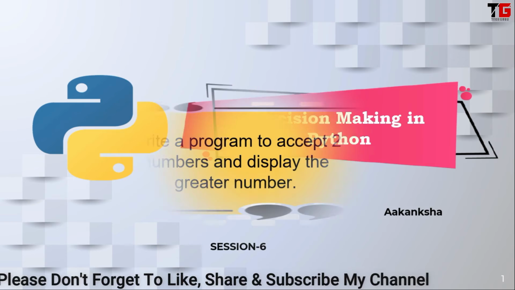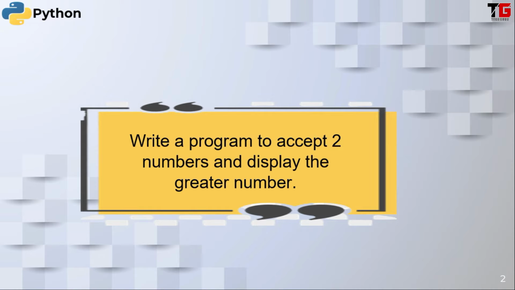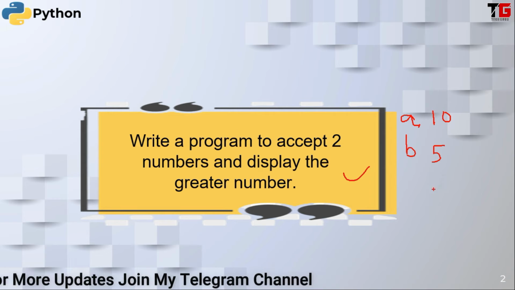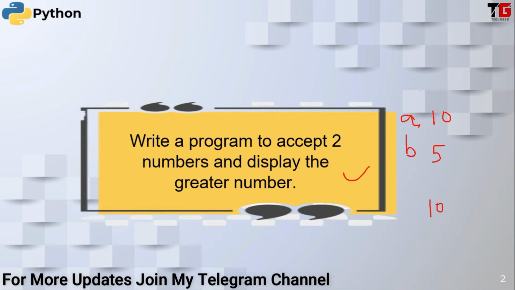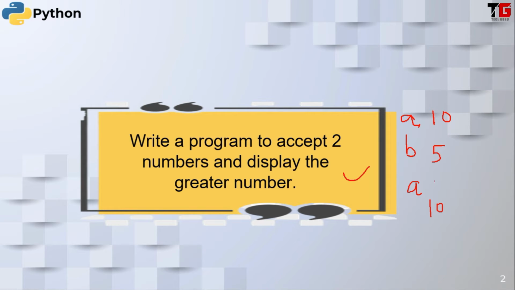Let's see. Consider you have to write a program to accept two numbers from user and then display the greater. In my last video, I told you how to accept values in the variables. Consider user has entered 10 in A and 5 in B. For this particular program, in this situation, the output should be 10. It means A is greater. But if user entered 10 in A and 15 in B, then output should be 15. It means B is greater.